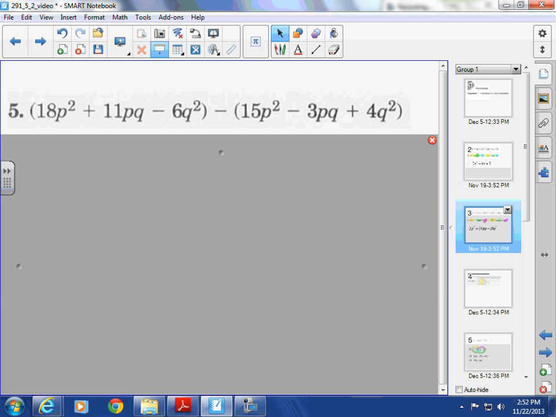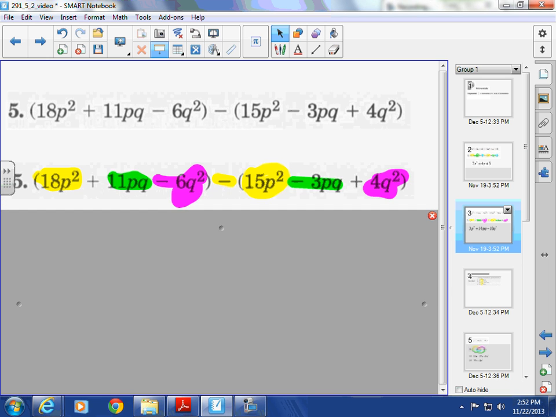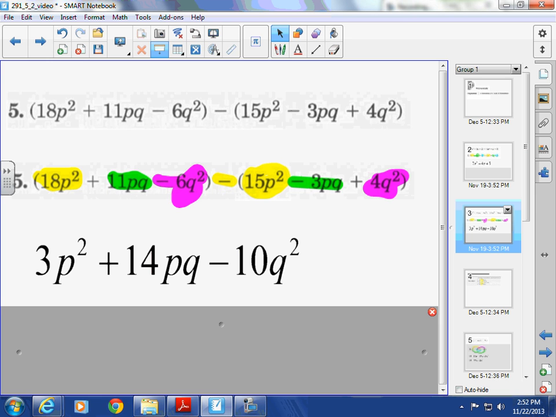Next example. Similar problem. We do have two squared terms in this example. One, though, is p squared, and another is q squared. So those are like terms unto themselves. Also a subtraction problem. I've highlighted the p squareds with yellow, pq combinations with green, and the q squareds in purple. When you subtract all the like terms, you end up with 3p squared plus 14pq minus 10q squared.